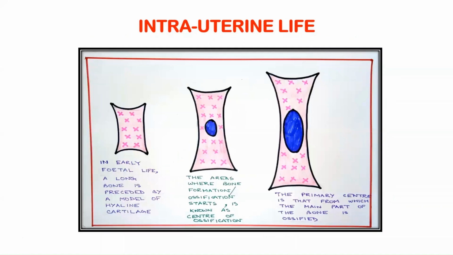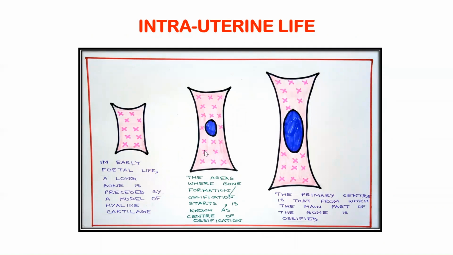This is a schematic diagram. I have only represented the shaft or diaphysis of the long bone and have taken the liberty of omitting the epiphysis as of now. The cartilaginous areas are represented in pink and crosses. So in early fetal life, a long bone is preceded by a model of hyaline cartilage. So this pink area is still in the cartilaginous stage.